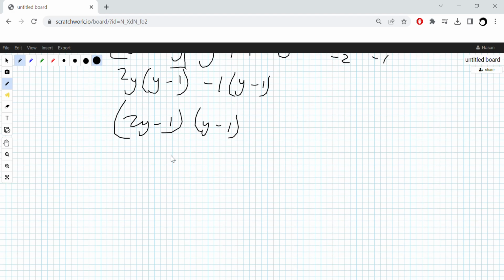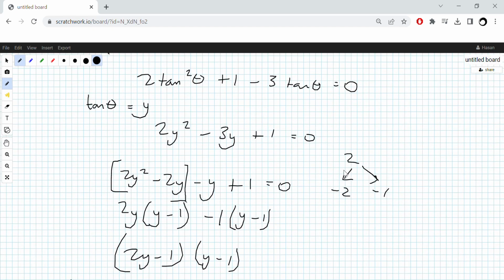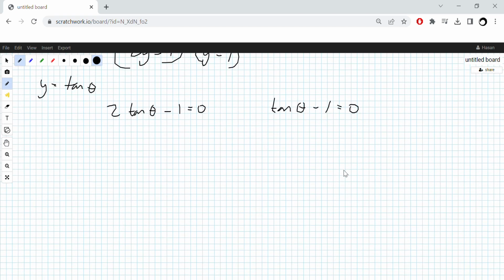And therefore, now we're left with, as y equals tan theta, 2 tan theta minus 1 equals 0, and tan theta minus 1 equals 0. Now we need to solve for theta. We're going to put theta on its own. These are our equations we need to solve for.